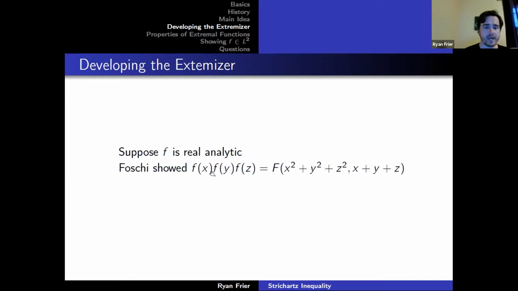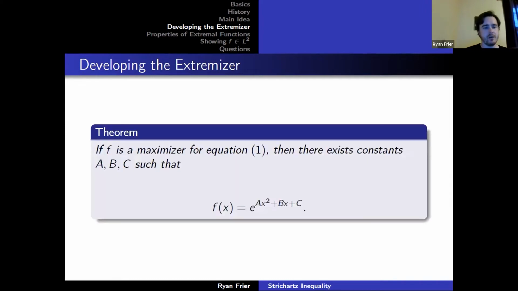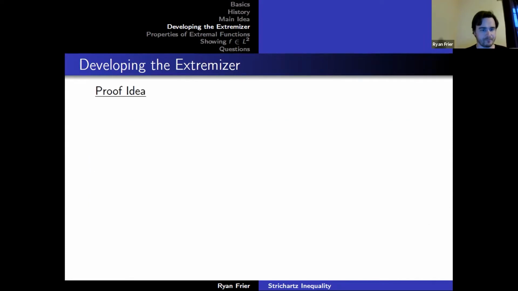Foschi showed that for an extremizer f in a corresponding, remember, this is the spatial one, and this is the space-time function, it enjoys this equality here: Fx, Fy, Fz is equal to x squared plus y squared plus z squared, x plus y plus z. We're going to use this to show that they are in fact Gaussians. So if f is a maximizer for the Strichartz inequality, then, like I said, it is a Gaussian. So here's the idea of the proof.